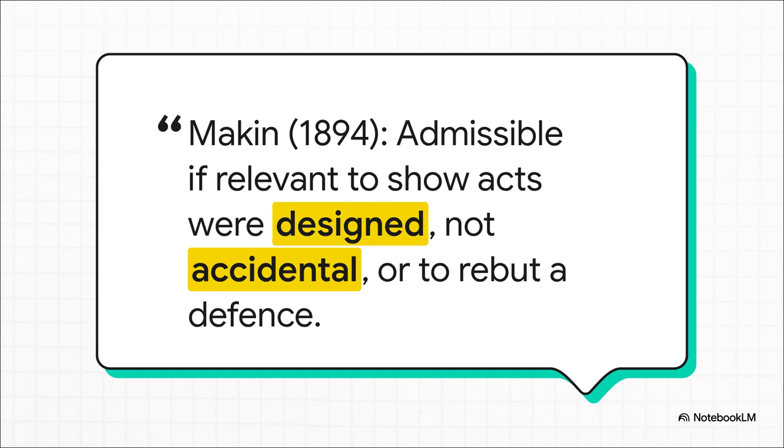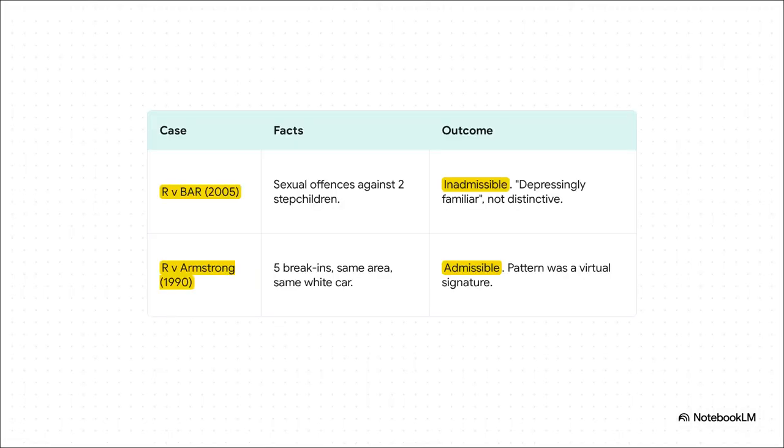It basically said that even if evidence points to other crimes, it can be admitted if it's relevant to a specific issue, like proving an act was intentional, not just an accident, or to tear down a particular defense. This was the original crack in the wall. This comparison is absolute gold for understanding the modern test.